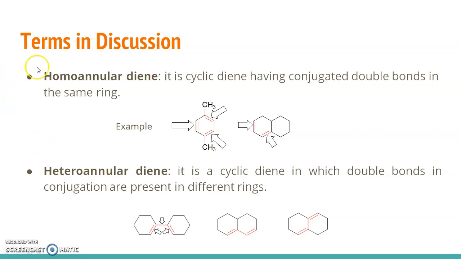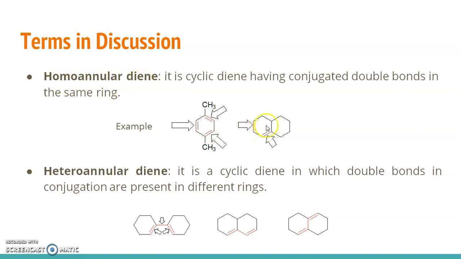Coming to the next term called homoannular diene. Homoannular diene is basically a cyclic diene having conjugated double bonds in the same ring. I previously mentioned conjugated dienes are the dienes where the two double bonds are separated by one single bond. I want to draw your attention to this molecule where you can see there are conjugated dienes, two double bonds separated by a single bond. So if these double bonds are in the same ring, we call this a homoannular diene.